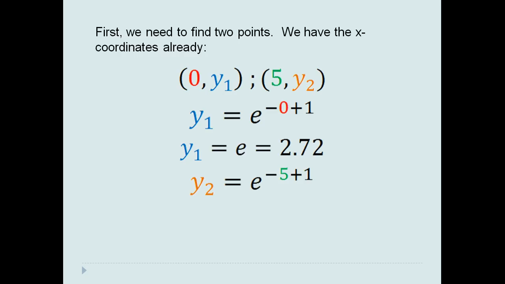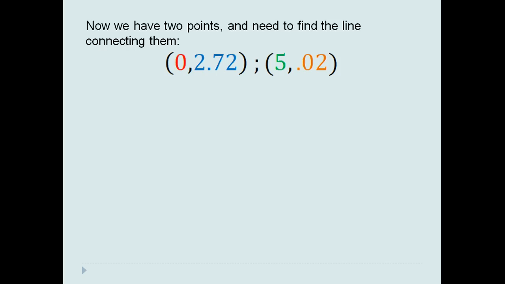And for our next point, y2 equals e to the -5 plus 1, and that is e to the -4th, which is about 0.02, so very close to 0, but not quite. So that's our second point, (5, 0.02). Now that we have 2 points, we need to find the line that connects them and the slope of that line.